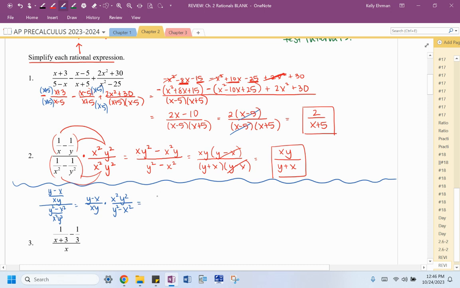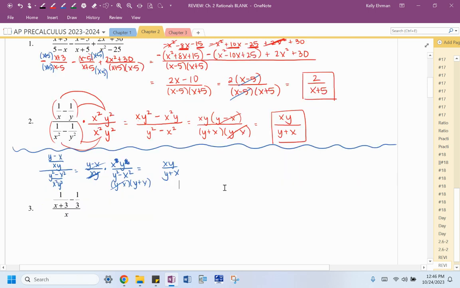And then simplify and factor what you can. So this xy cancels with 1x and 1y there. Y minus x, this is y minus x, y plus x. So you get to the same place, maybe a little faster with that first method. So I don't care which method you use, just kind of pick your favorite.